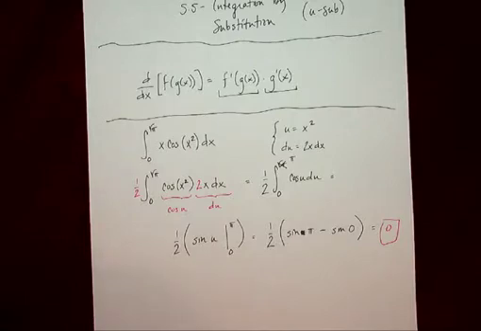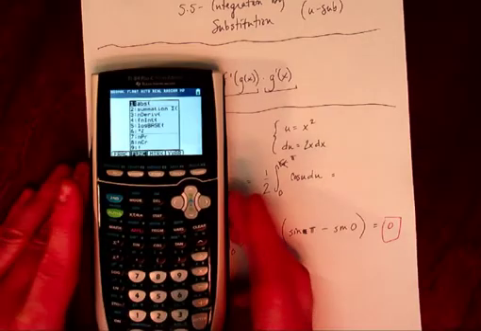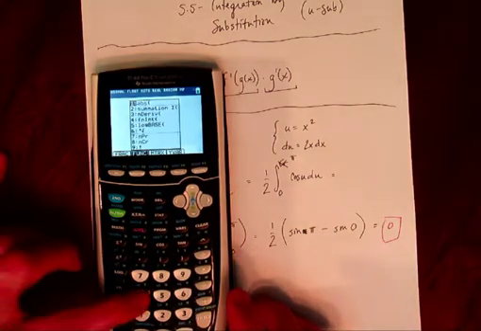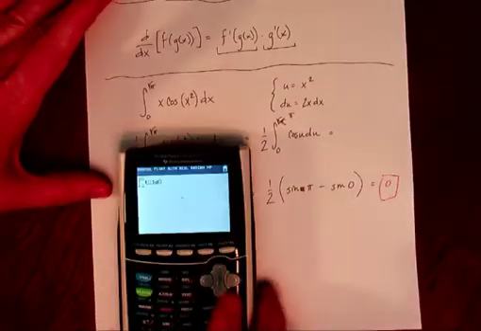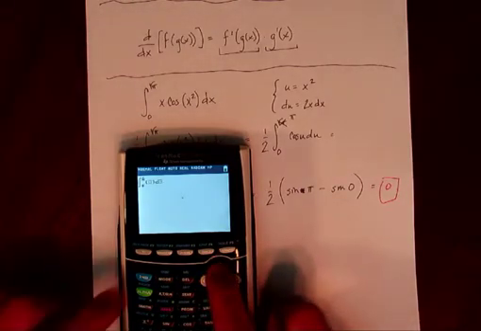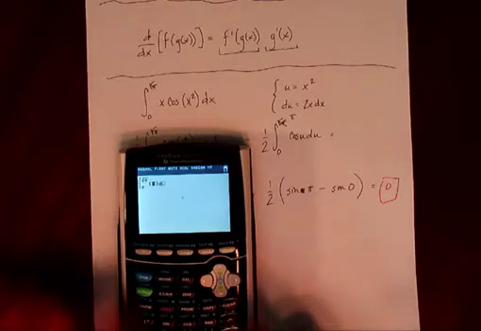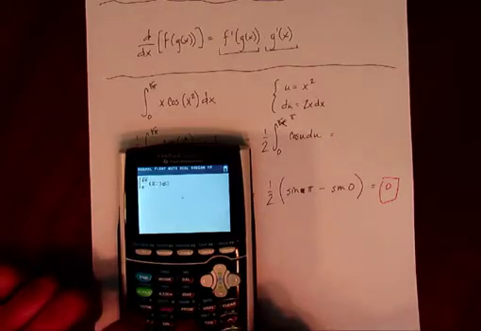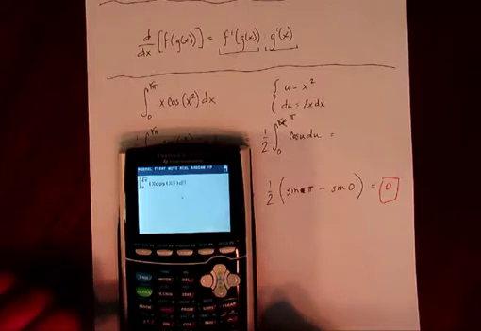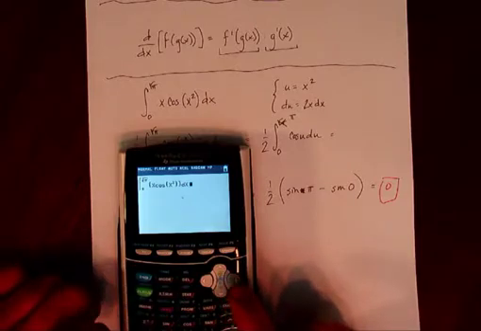I'm not going to show you the graph. I will, however, go ahead and integrate it for you, and we'll use basically the original function, which is right here. Okay, I'm going to go from 0 to root pi of x cosine x squared dx.